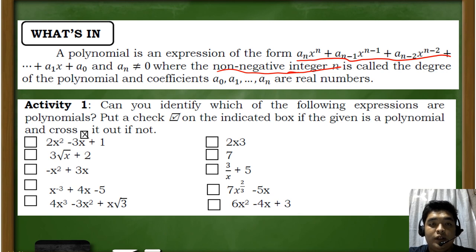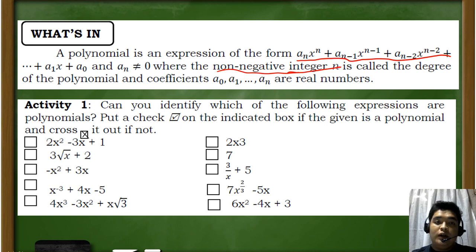So that's the definition of polynomial. Let's answer activity 1. Can you identify which of the following expressions are polynomials? Put a check on the indicated box if the given is a polynomial, and cross it out if not. You can pause this video while you are answering. Okay, let's answer activity 1.